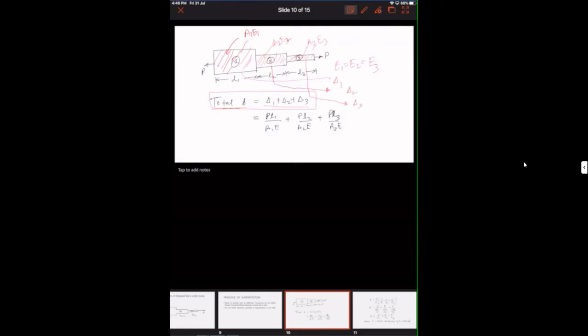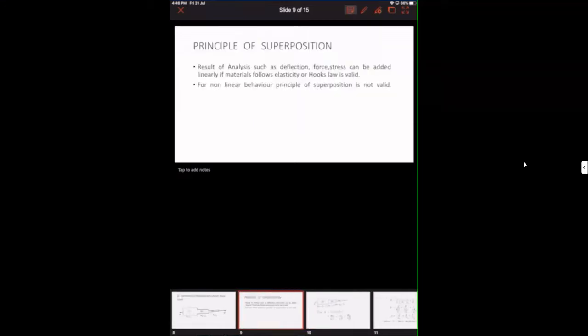like that. Delta 1 is the result of a deformation in this first element. That means it's a result of the first block. Then delta 2 is the result of the second block. And delta 3 is the result of the third block. So now let's go back and see what the principle of superposition is.